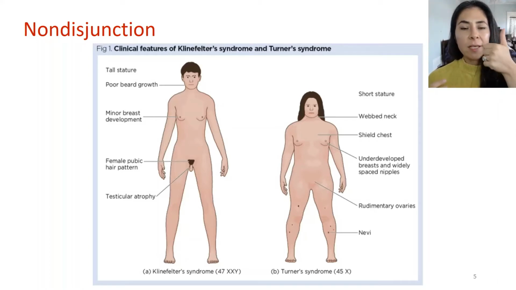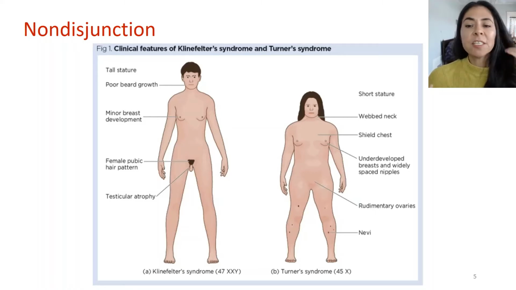One is a triple X female, and don't Google image search for that one. I made a terrible mistake. These triple X females, it's also called Trisomy X. They're usually taller than average, but other symptoms vary. There's no one set of things that happens if you have an extra X and you're a female. Usually you're pretty normal.